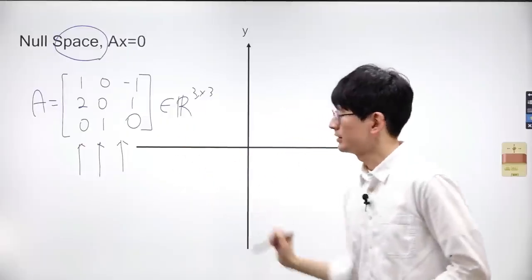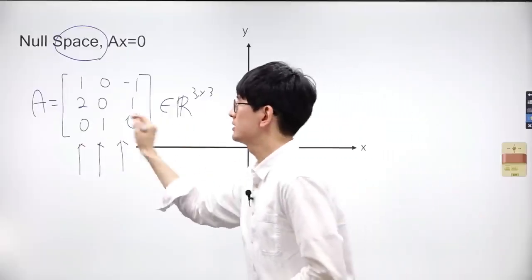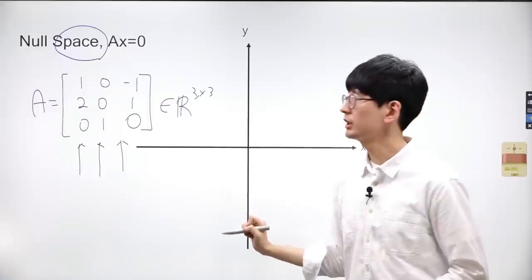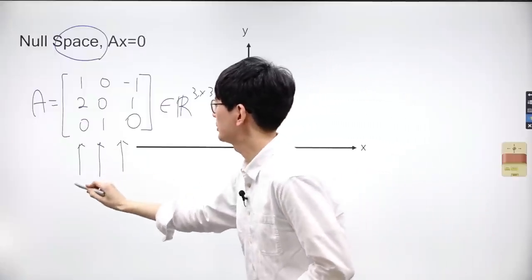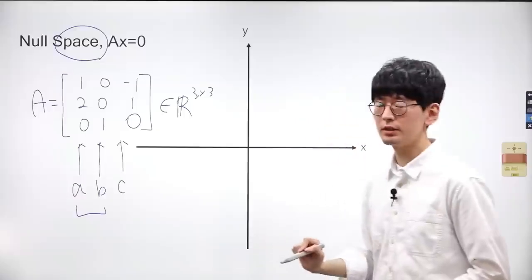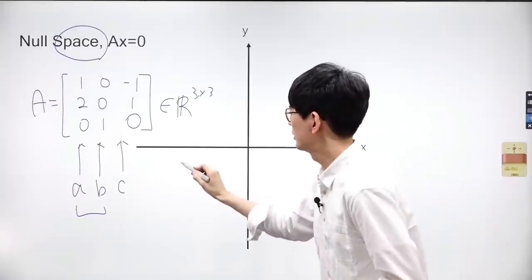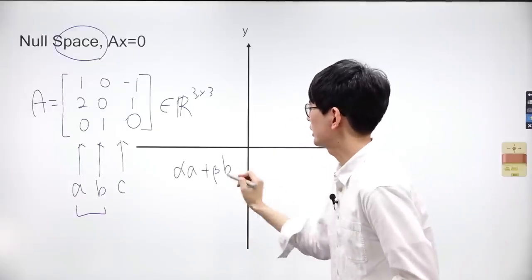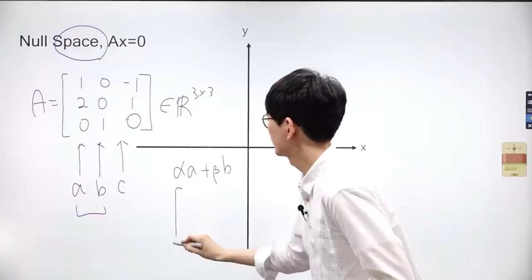Now let's determine if each vector in the matrix is linearly independent and capable of spanning 3-dimensional space. We'll label each vector as A, B, C respectively. To begin, we'll examine vectors A and B for linear independence. We'll employ the form alpha A plus beta B.